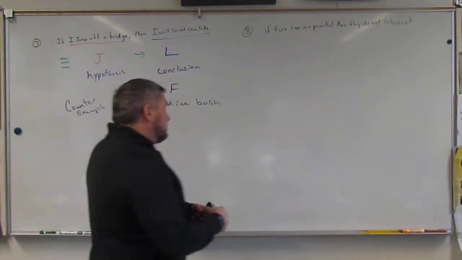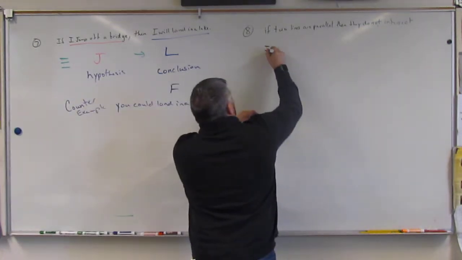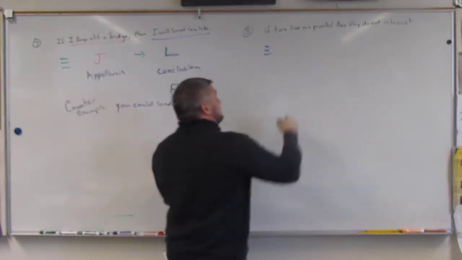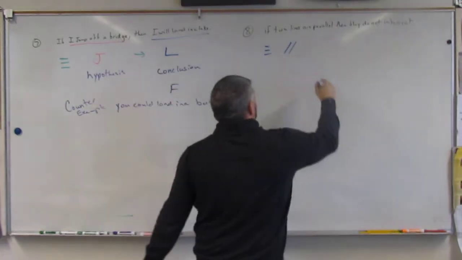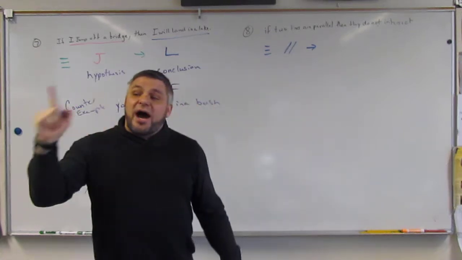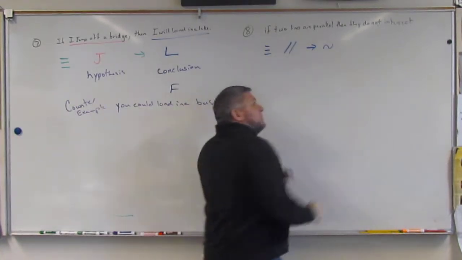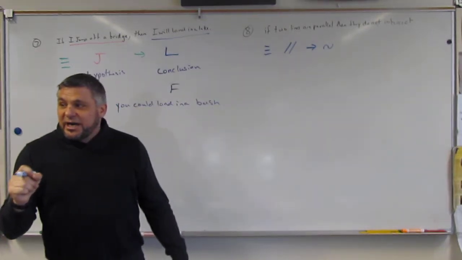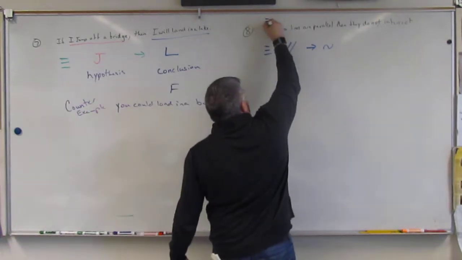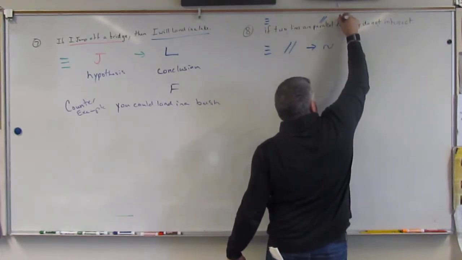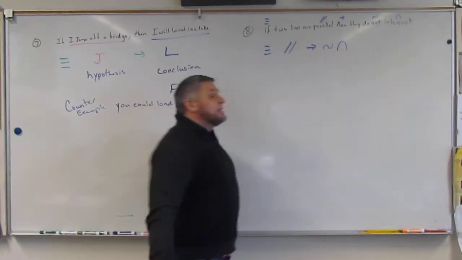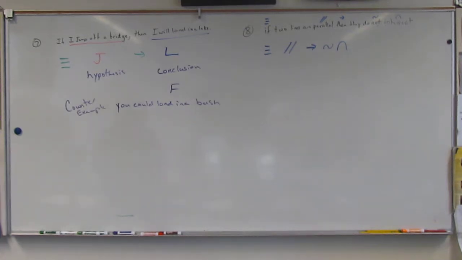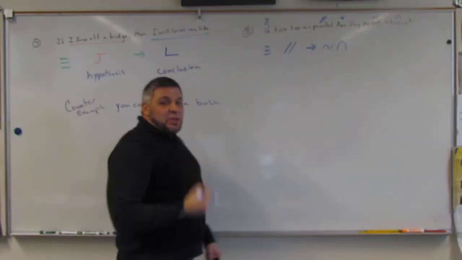So, in this one, if two lines are parallel, then they do not, remember, not, the symbol for not. So you have if, you have parallel, you have then, you have not, intersect. They do not intersect. I'm going to expect this from you. You have to know these symbols and what they mean.